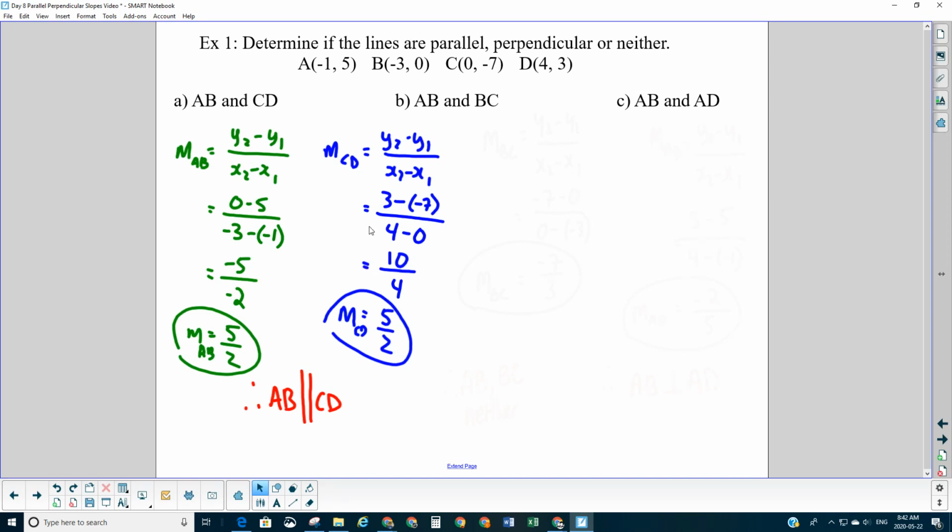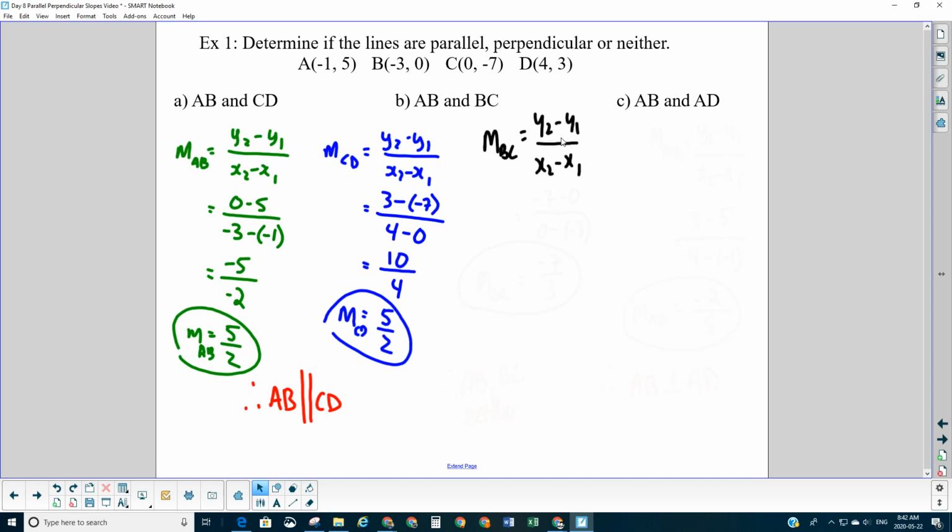Next, we're going to look at the slope between AB and BC. So AB is right here, okay? And we don't need to recalculate that because we're going to compare it to BC. So we don't need to redo all this. We already know what AB is. It's right there. So we're just going to calculate the slope of BC. So BC is the one that's connecting these two points.